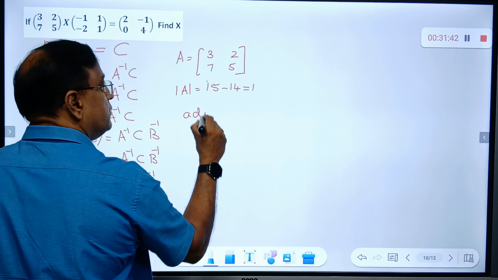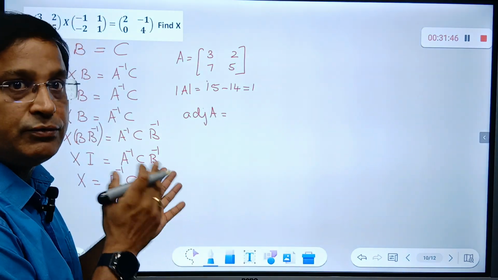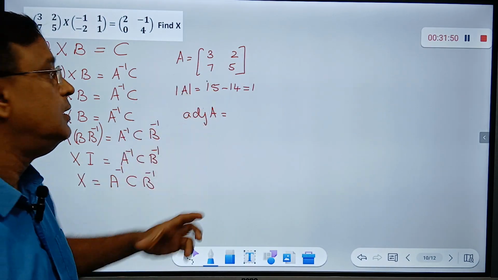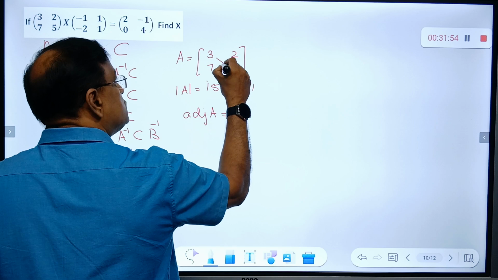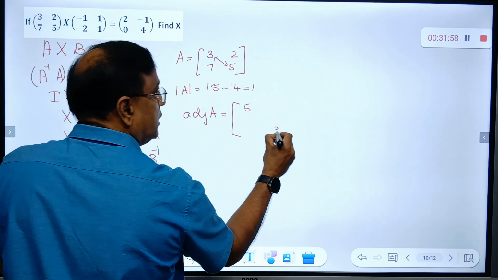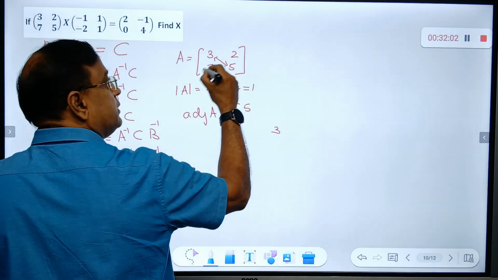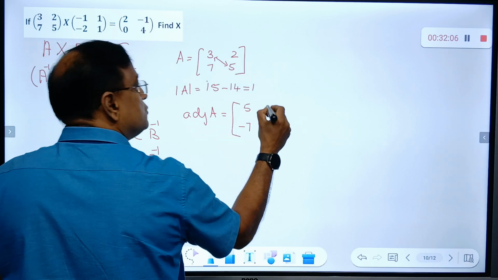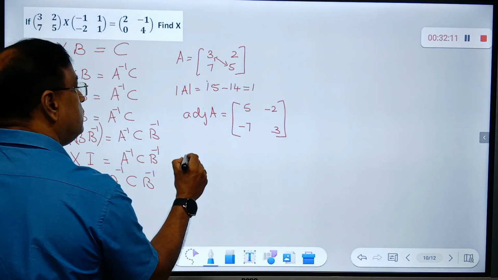There's a shortcut to this. I already told you how to find adjoint of A in the previous video, where I followed a formal method. But the shortcut is very, very simple. Interchange these two elements. What is that? 5, 3. Interchange them and change the sign of the other diagonal. If it is plus 7, make it minus 7. If it is plus 2, you make it minus 2. I got adjoint. Now what is A inverse?